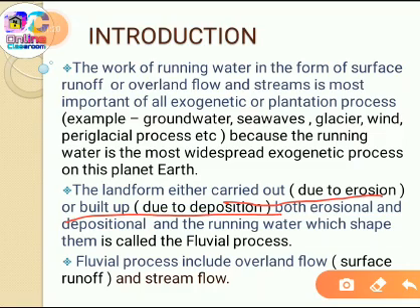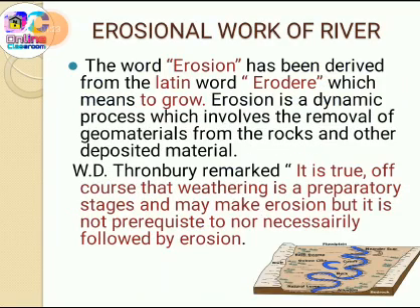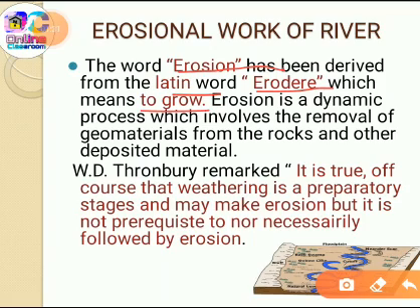Before discussing the erosional activity, we need to note what erosion means to us. Erosion is derived from the Latin word erodere, which means to gnaw. So erosion is a dynamic process which involves the removal of geomaterials of the rock and other deposited materials. According to the famous geographer Thornbury, it is true of course that weathering is a preparatory stage and may help erosion, but it is not a prerequisite to, nor necessarily followed by, erosion.